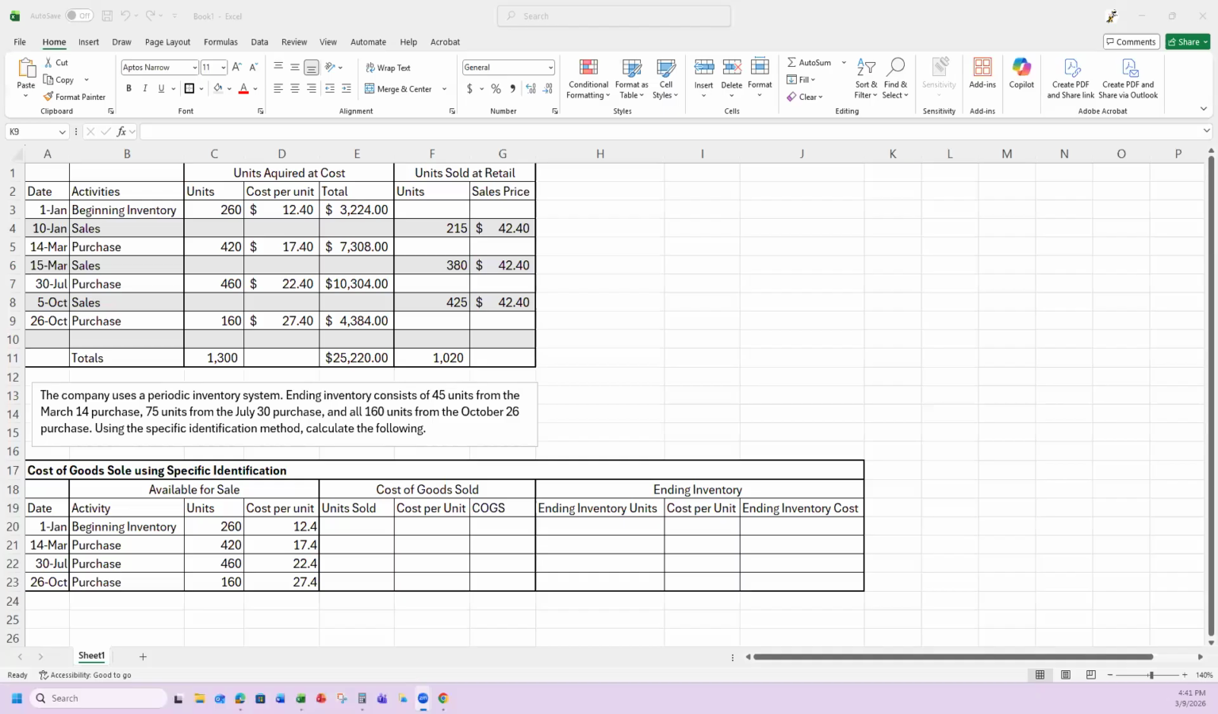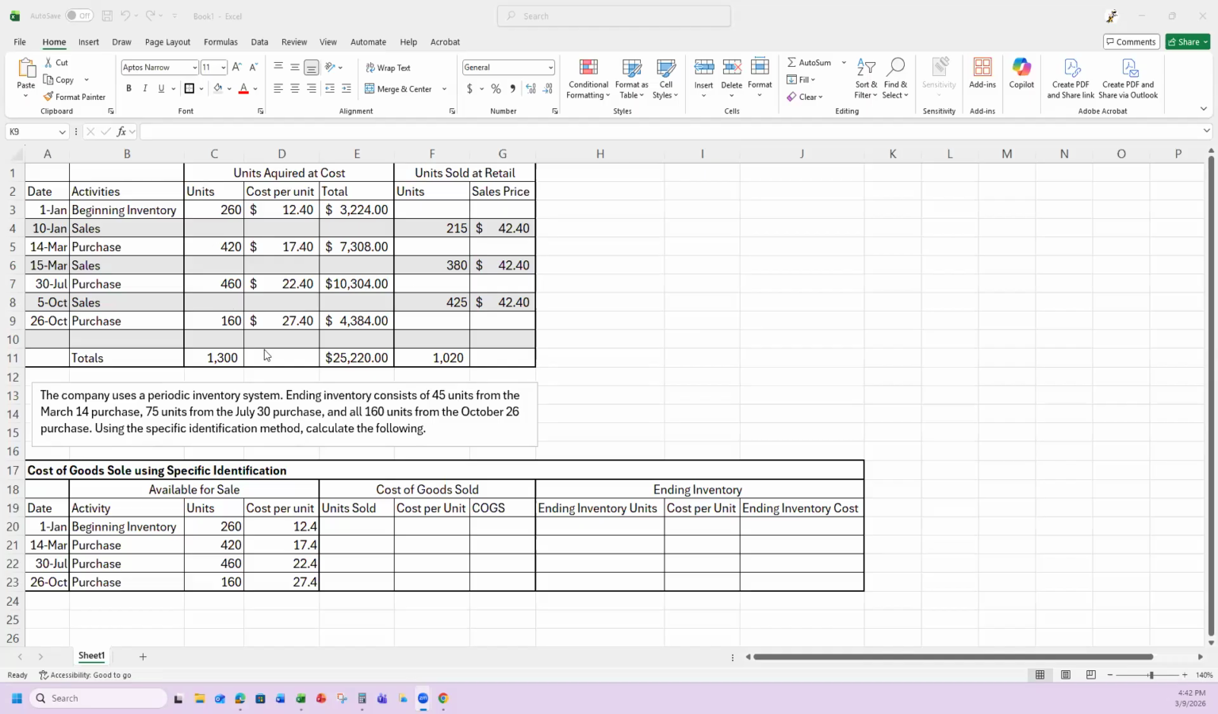Hey everybody, I had a request to go ahead and do an example of specific identification. So I'm just going to walk you through this. I actually took this from number 4 in the week 9 quiz, Chapter 5, but it's a little different. Your numbers will probably be different too, but it's the same concept.